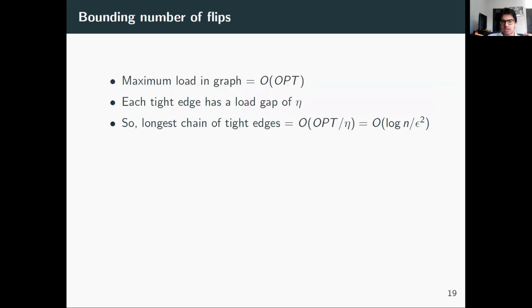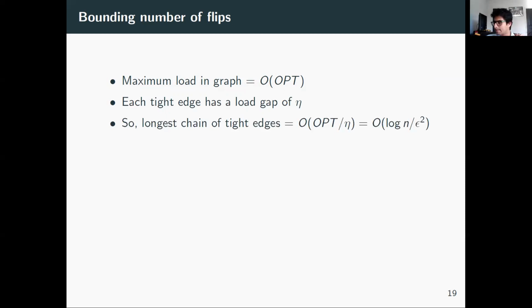And when that happens, since the maximum load is around opt and the minimum load is around zero, the longest chain of these tight edges can only be of length log n over epsilon squared. This is from the definition of eta. And once we know the longest chain of tight edges is at most this, the flips are always going to be bounded by this number, right? And so this solves the problem of having to deal with too many flips, because each time you only flip a chain of tight edges, and since we bound it, it's not a problem anymore.